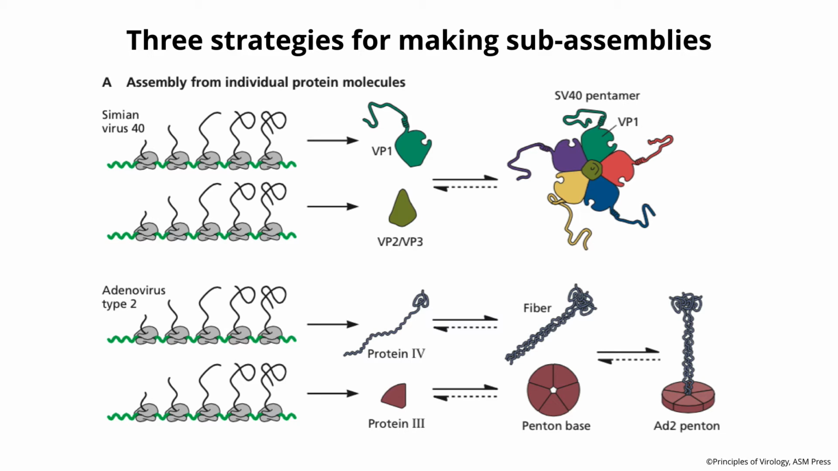So on the right is the pentamer. It's composed of 5 copies of VP1 and 1 copy of VP2/3 in olive color. And these are simply translated from individual mRNAs. They're produced as individual proteins. You see a single VP1 and a VP2/3. And then they're assembled into a pentamer. 5 copies of VP1 come together and 1 of VP2/3.